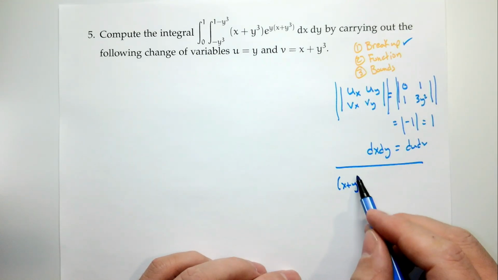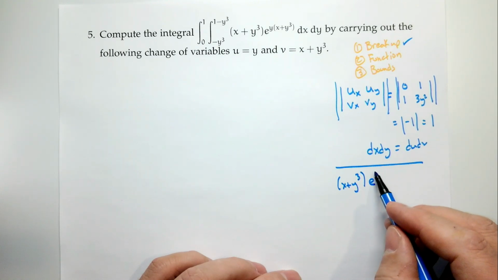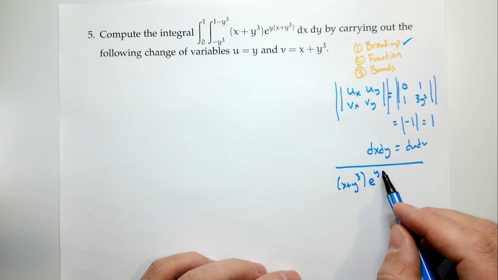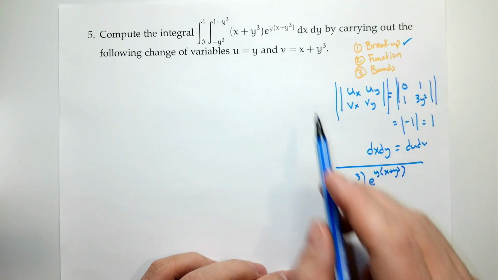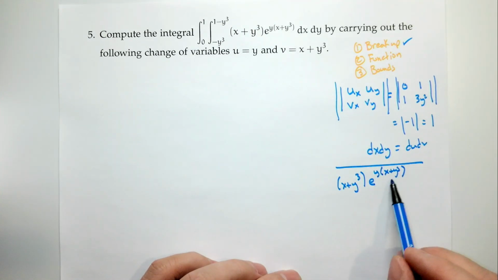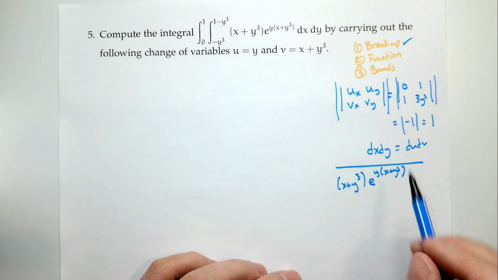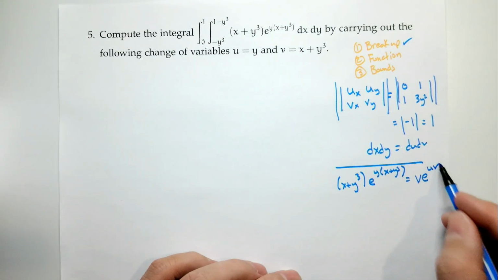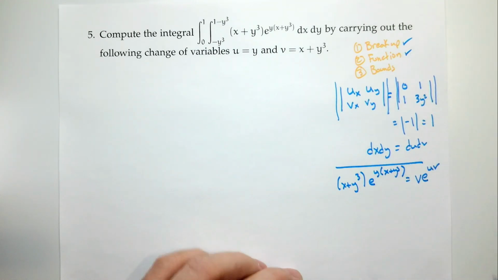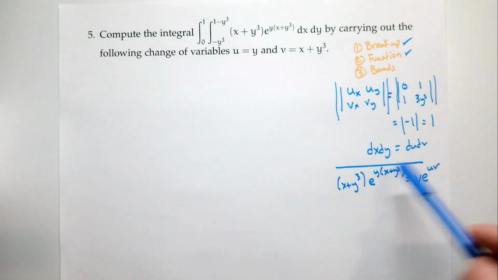So I don't need to pull anything aside. So I still have the whole function there, x plus y cubed e to the y times x plus y cubed. We say, well, x plus y cubed is v, so that'll take care of those pieces. And the last piece, that y, is u. So we can say this is v e to the uv. Okay, function, very straightforward. But you should always do the function after you do the breaking up, because there might be times when we grab a part of the function to be involved in the Jacobian.